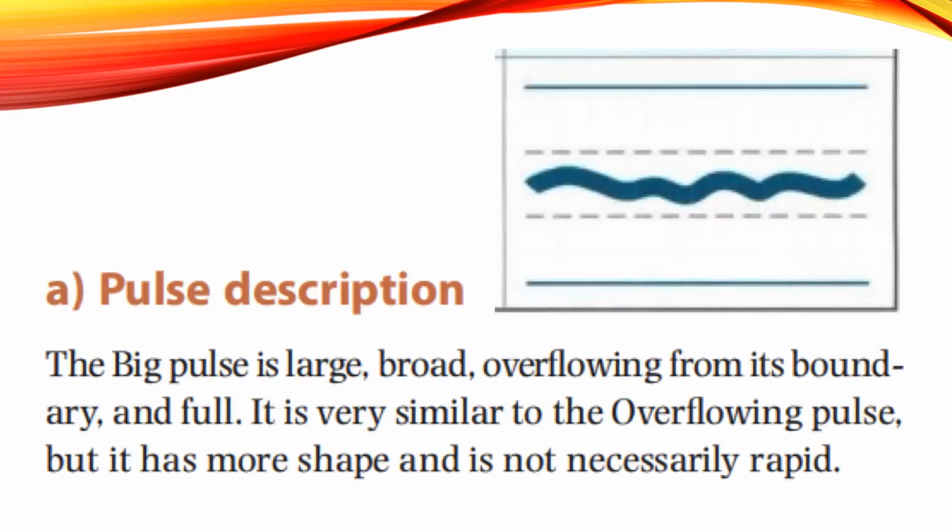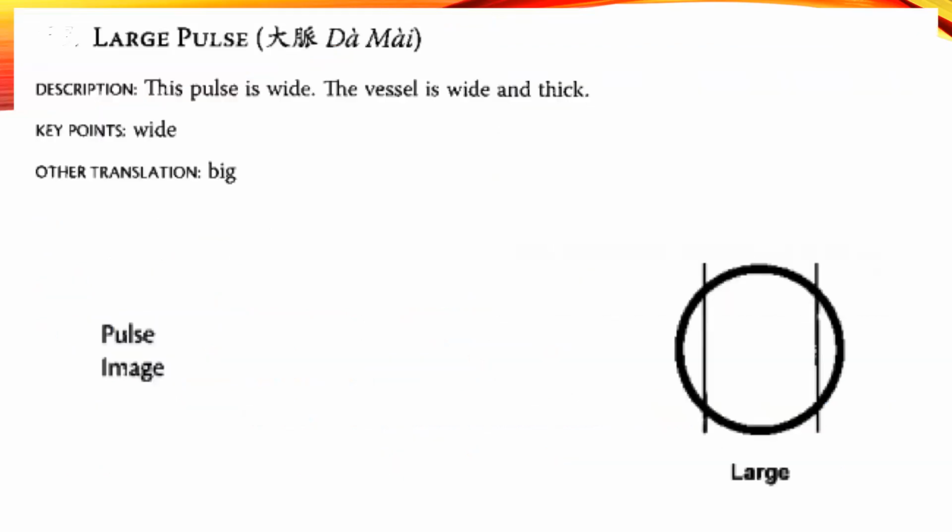Pulse description. The big pulse is large, broad, overflowing from its boundary, and full. It is very similar to overflowing pulse, but it has more shape and is not necessarily rapid. So yun po yung big pulse. So description po, this pulse is wide, the vessel is wide and thick.